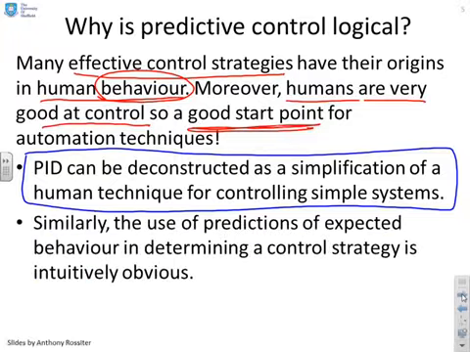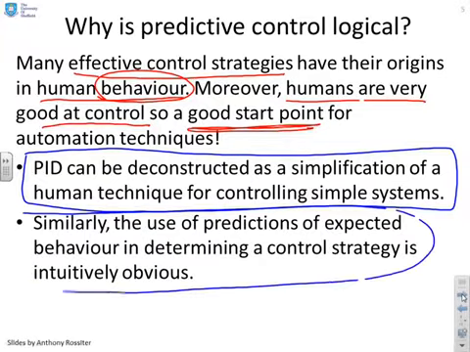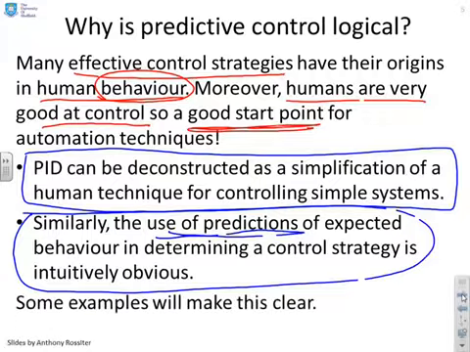Now, in a similar way, you can show that humans make use of predictions for common control strategies. So if you can understand how humans use predictions in order to control the world around them, then you're most of the way to actually automating that and getting a computer to do the same thing for you. Now we're going to use some examples, and that will make this a bit clearer.